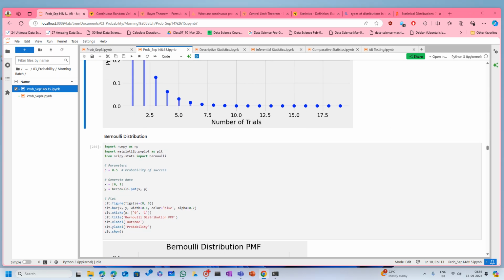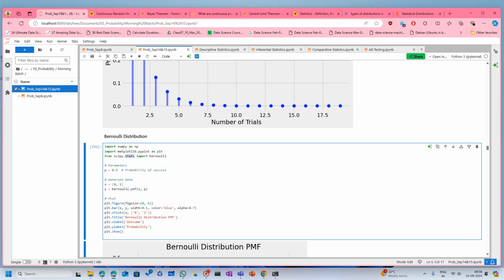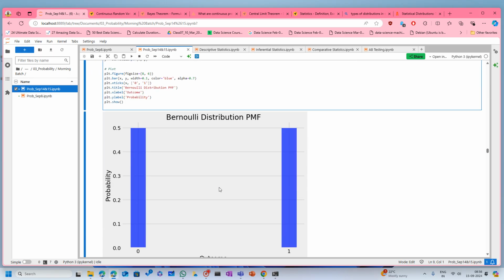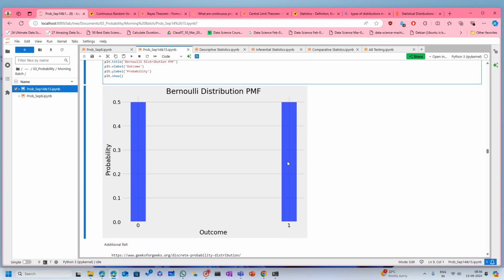Next is Bernoulli. Again, Bernoulli can be imported from scipy.stats. Directly you can import Bernoulli. Here also you are giving the probability as 50%. Now, Bernoulli, as we know, has only one experiment. Either you will get pass, or you will get fail. So here what we are seeing is when you toss a coin for the first time, either you'll get tails, that probability is 50%, or you'll get heads, the probability is 50%.